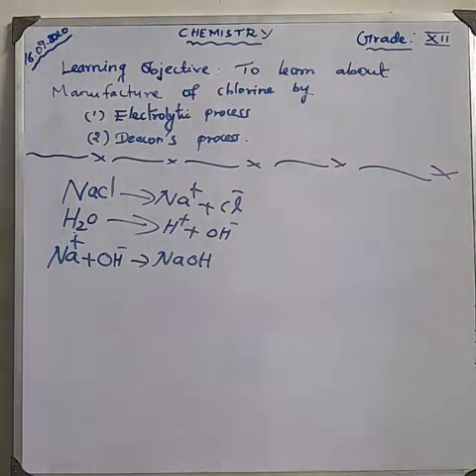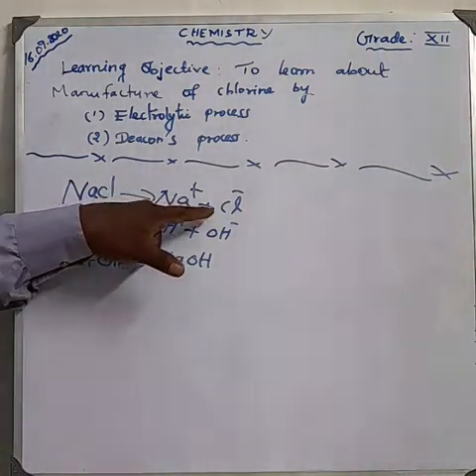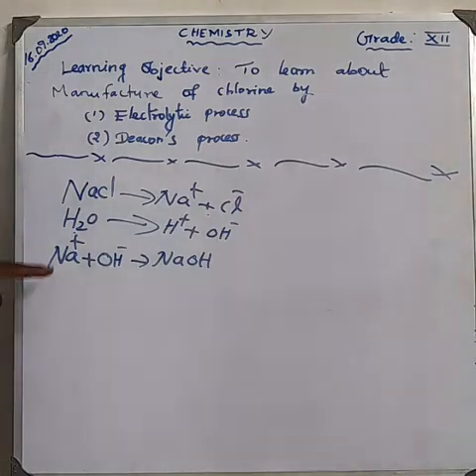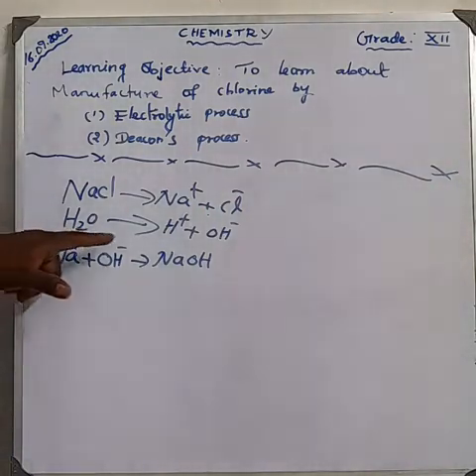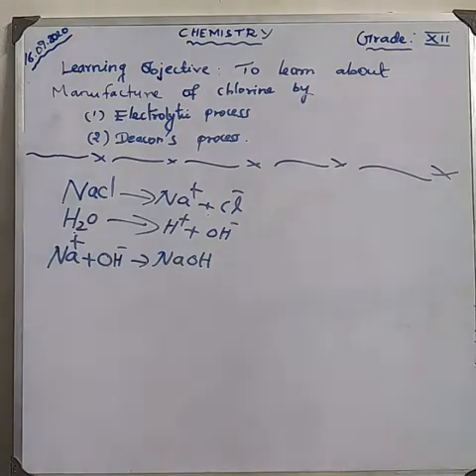These are the three equations about the electrolytic process of manufacture of chlorine. First, NaCl splits into two ions: Na plus and Cl minus. Next, water gives H plus and OH minus ion. The third is Na plus and OH minus ion combining to form NaOH.